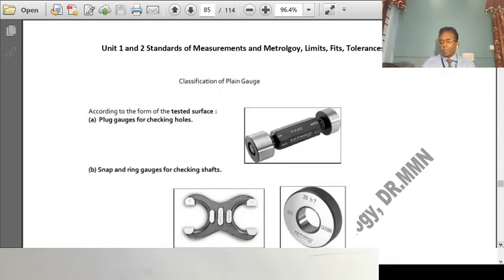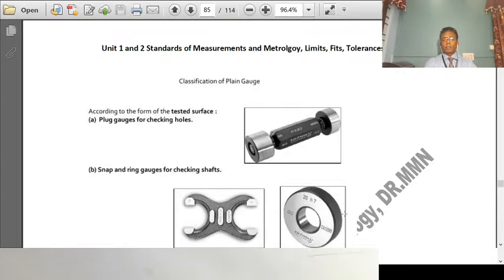Then another one could be a no go plug gauge. I don't have any. Let's check. Yeah, this is also a go gauge. You may have a shaft which is bigger than this size, that can be used as a no go plug gauge. Another is the snap gauge or ring gauge, used for shafts.